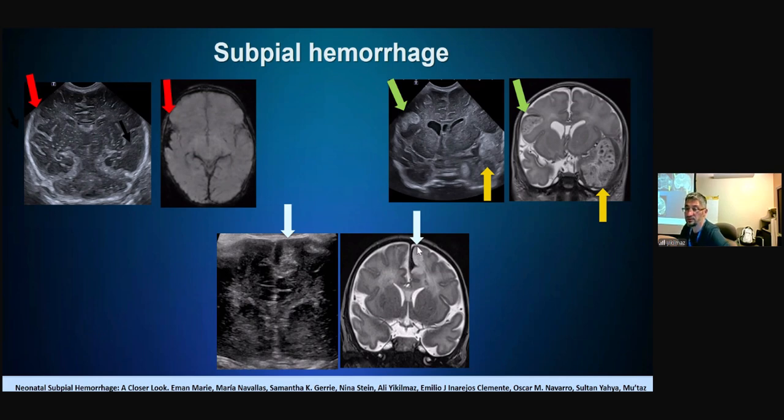And also, when you follow this, it's very confined. It's confined to this area. You don't see it in the other areas. When there's subarachnoid hemorrhage, it's scattered over the brain surface. This is not like that. It's only confined to one area. And it's a little bit thicker, I believe. So here, for example, thicker.